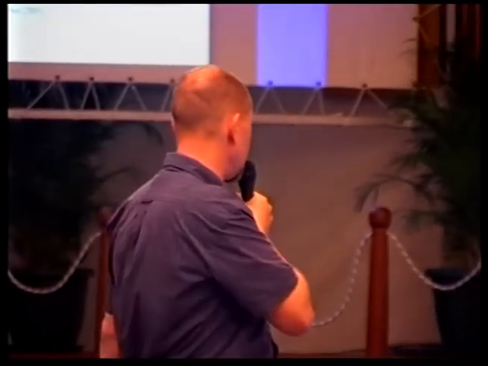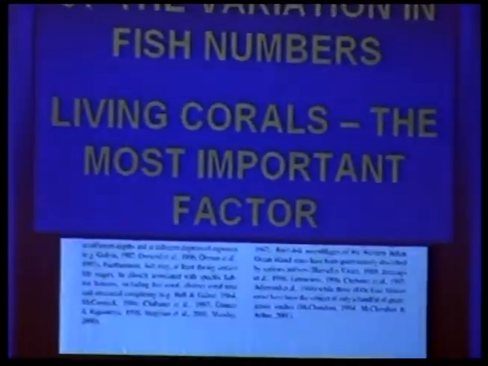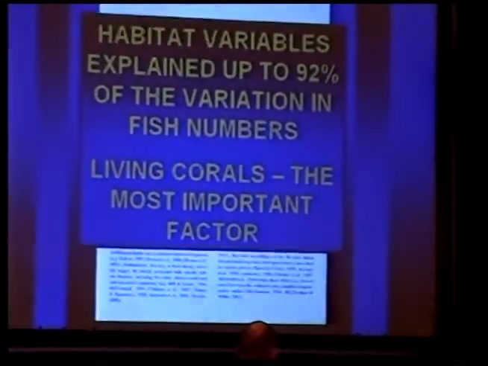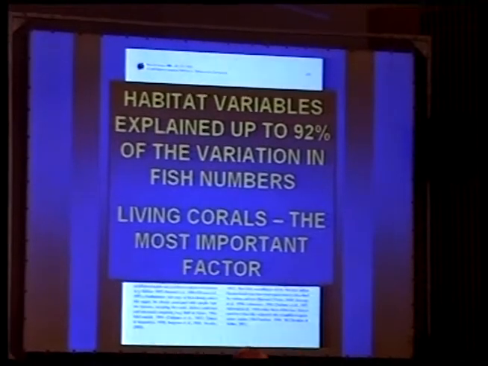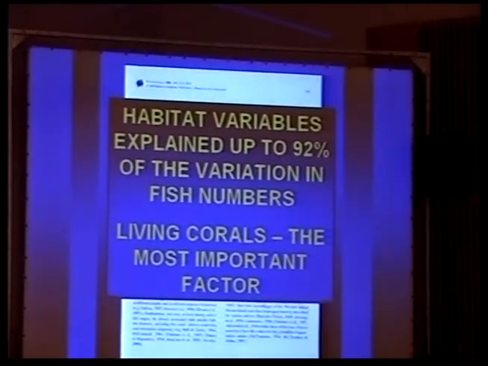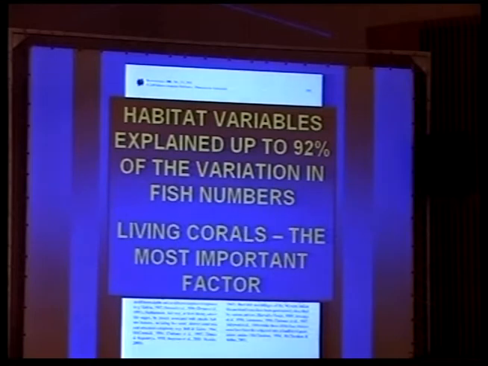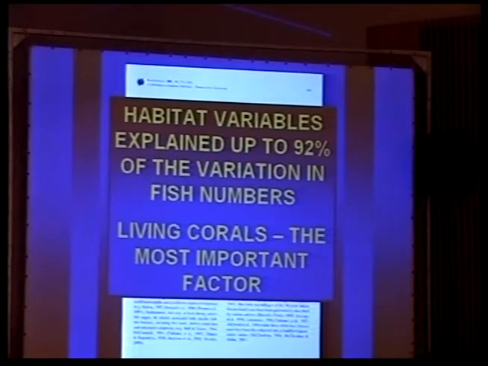This is another study that was conducted in Mafia Island Marine Park. My PhD student, Kaisa Garpe, spent about 4 months there. And what we saw was that habitat variables explained up to 92% of the variation in fish numbers, and live coral was the most important factor. So out of all these different factors I talked about, apparently habitat structure is a very, very important one, explaining up to 92% of the variation in fish numbers.